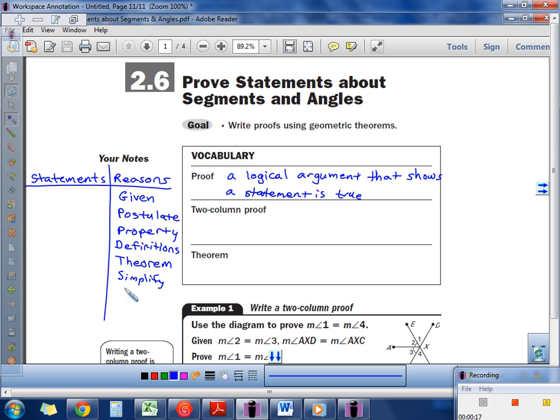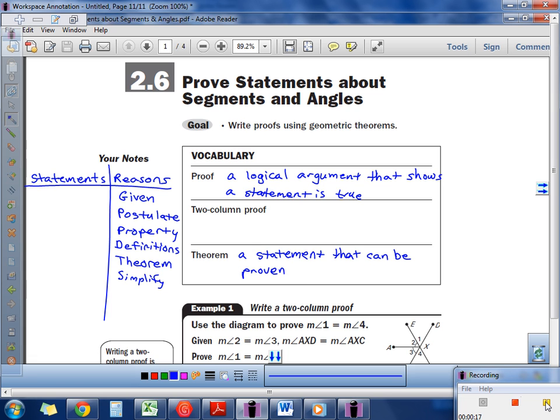Next thing is theorem. What is a theorem? Okay. So we're just going to say a statement that can be proven. And that'll suffice for right now.